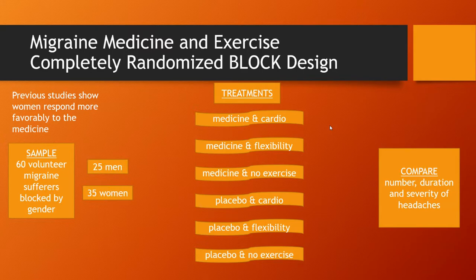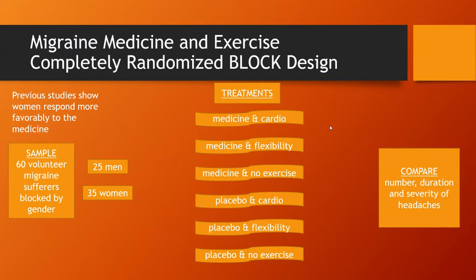Now, the important thing to know about blocking is you have to have a reason to block. The reason we're blocking is because previous studies show that women respond more favorably to the medicine. So the reason we block is so that we can make sure that men and women will each get each of the treatments. If we didn't block and we just randomly assigned 10 people to each group, I could conceivably have gotten the 25 women all in the medicine treatments, and none of them would have taken the placebo, or vice versa. The 35, did I say 25 women? I can't remember. The 35 women could have all been put in the placebo group.